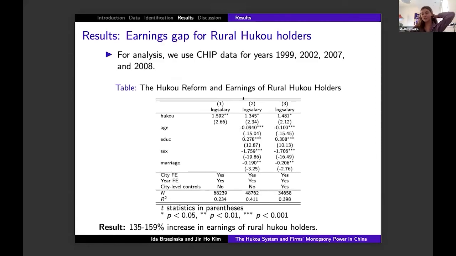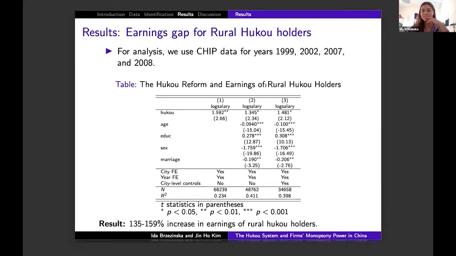And finally, the result from our household level data, we're really trying to specifically see what happens to the rural Hukou holders, so identify these workers. And so we run a regression on the log of salary or earnings. By the way, salary also includes benefits, like housing insurance, medical insurance, all of that. So it's not just the wage that they're getting paid. And we see quite a big effect, so 135 to 159% increase, which is obviously massive, but then it's over 10 years. So from 1999 to 2008, and it's broadly in line with the pace of growth of wages in China at the time. I think this still is a feasible estimate.